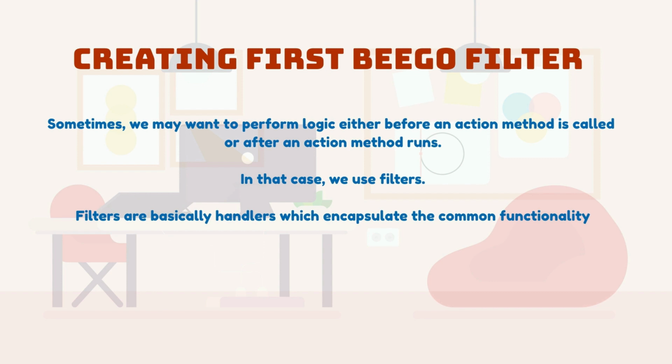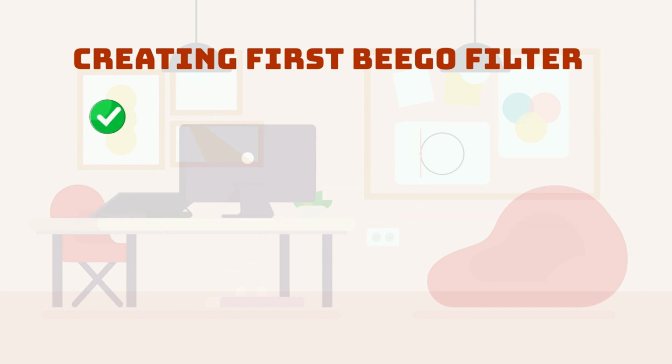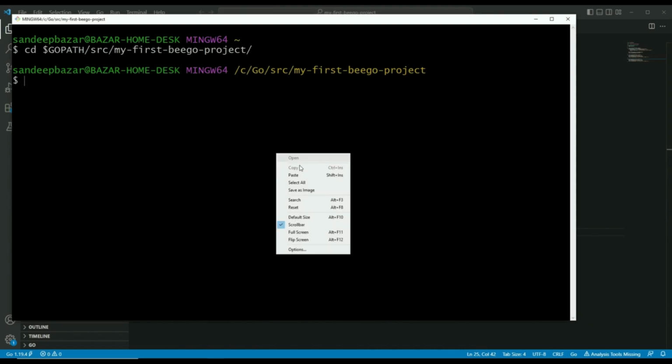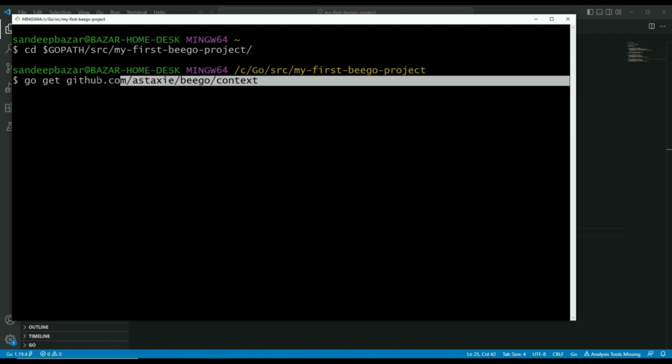We do the following now. First, install the context package. Second, create our first filter. Third, update the router, and run the application. Let us install the context package using go get.